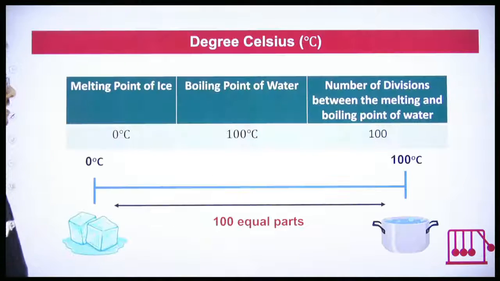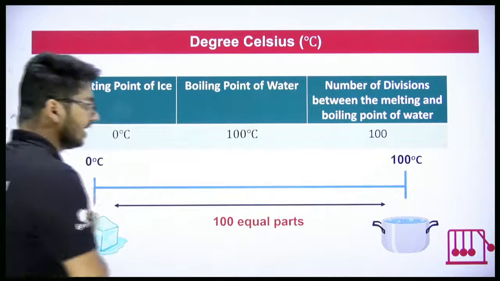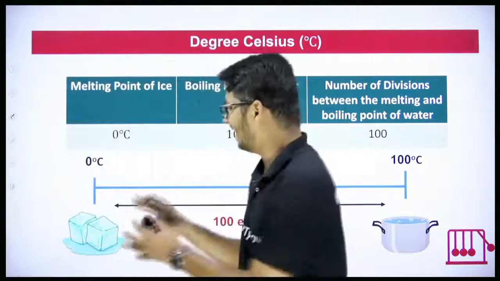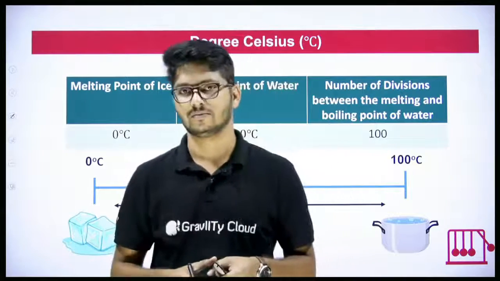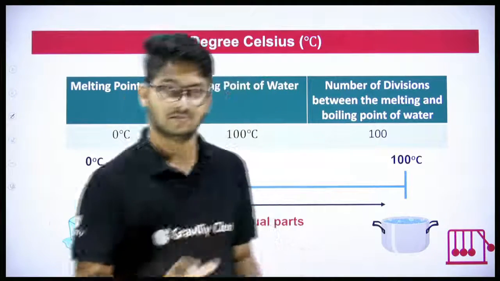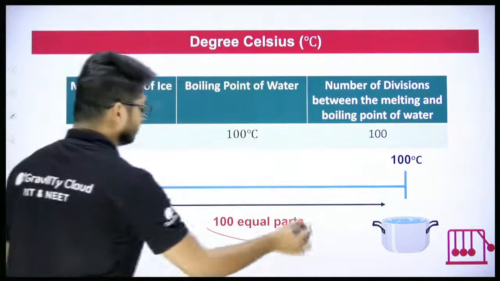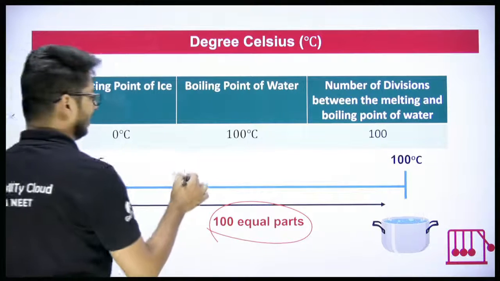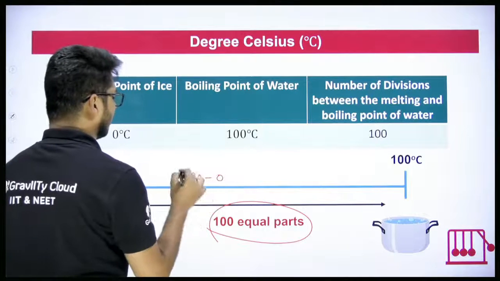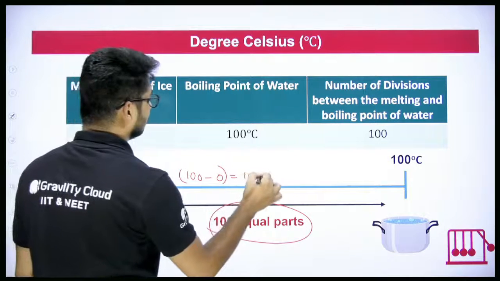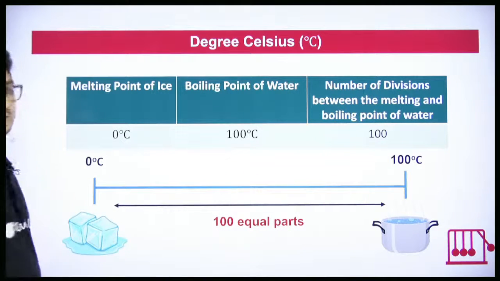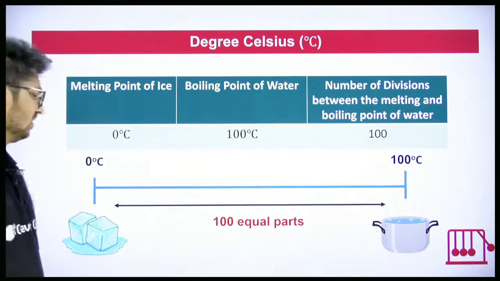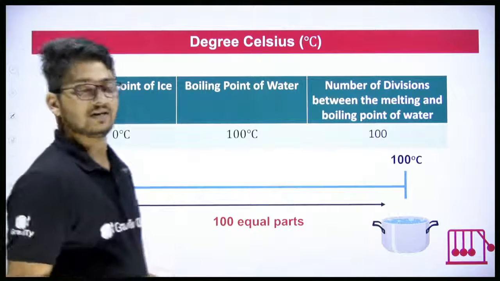Similarly, we are dividing the temperature between the melting point of ice and the boiling point of water into how many parts? 100 equal parts. Just subtract 100 minus 0, which is equal to 100. So you divide that into 100 equal parts. That's what Celsius has done.